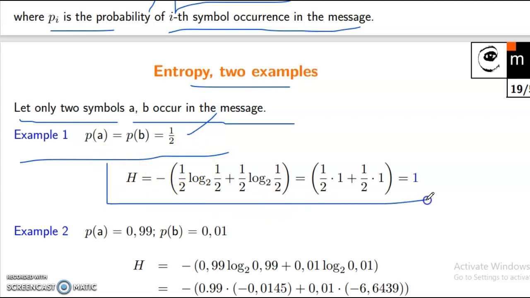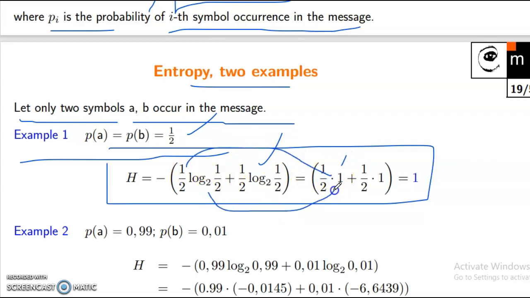H equal to minus half, 1 by 2 log 2 of 1 by 2, plus 1 by 2 log 2 of 1 by 2, equal to 1 by 2 times 1 by 2 log 1 by 2, log 1 by 2 equal to 1. Then 1 by 2 plus 1 by 2 equal to 1.